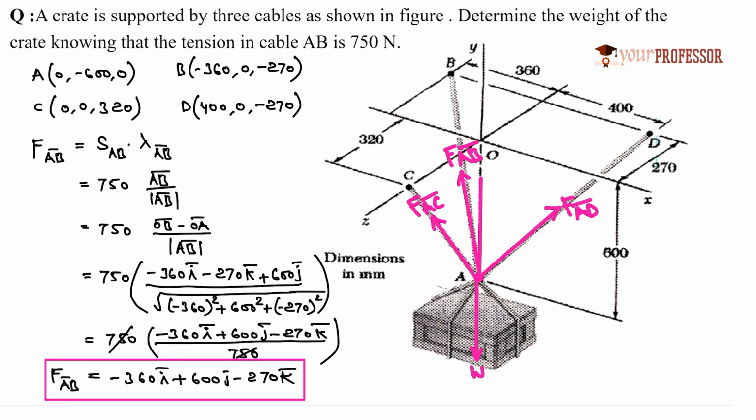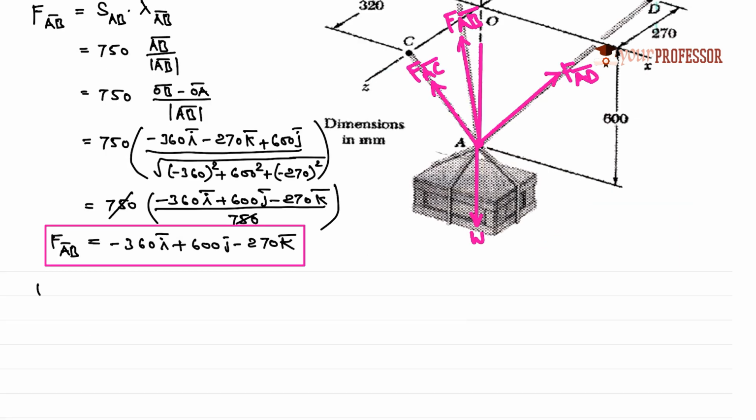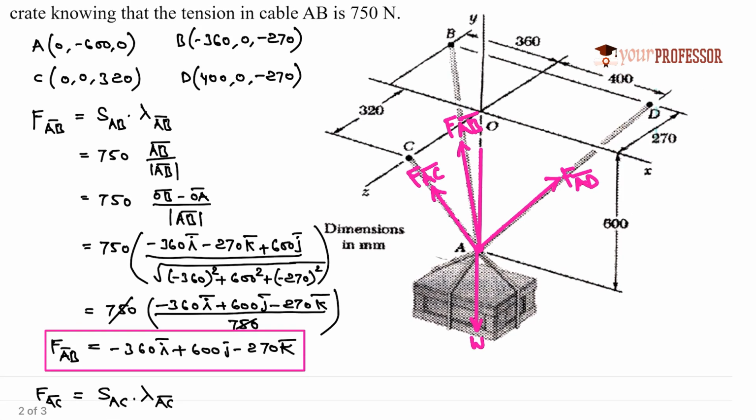Now let's find FAC bar. For finding FAC bar, we can use this relation. FAC bar is equal to tensile force along AC multiplied by lambda AC bar. So tensile force along AC is not given, so I am keeping it as it is, SAC. Lambda AC bar is nothing but AC bar divided by modulus of AC bar. So AC bar is nothing but OC bar minus OA bar. So that is 0 minus 0. 0 minus of minus 600, 320 minus of 0.